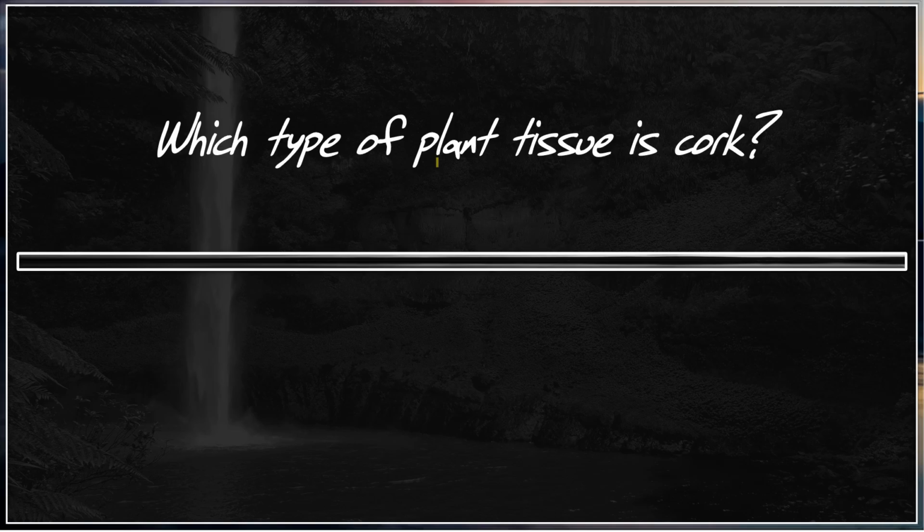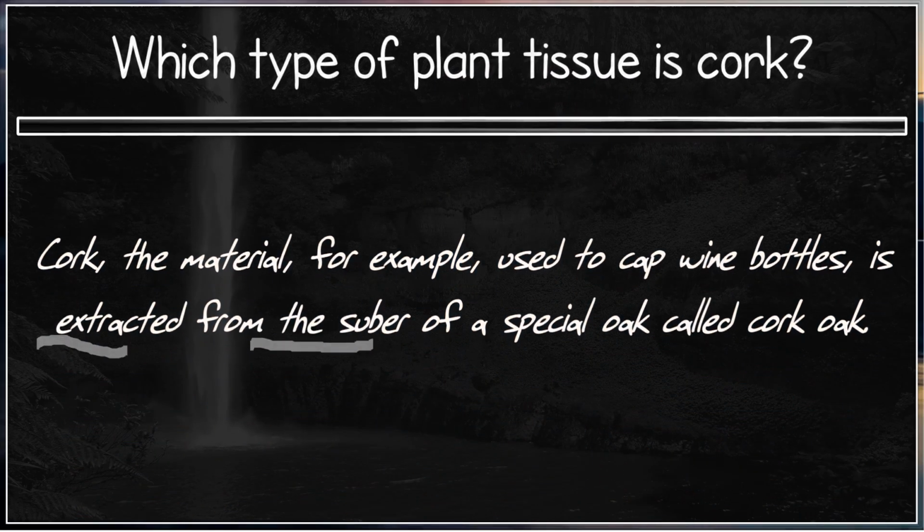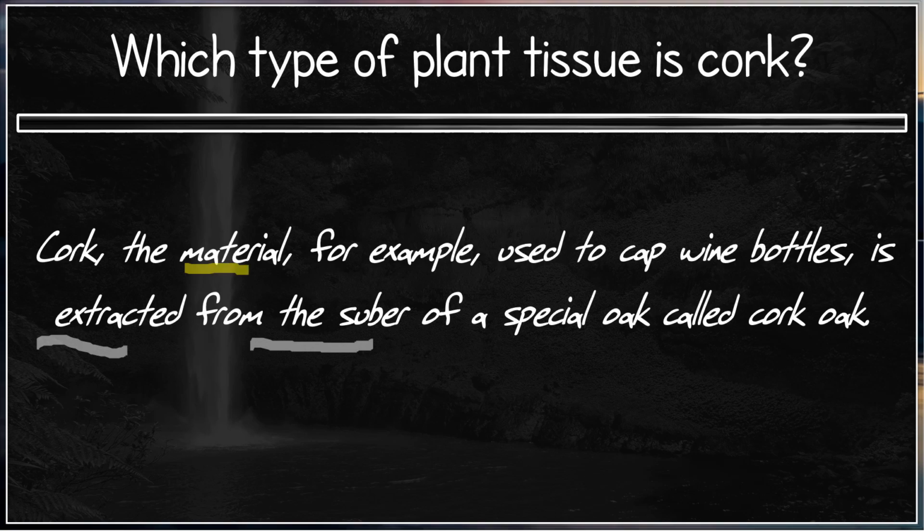Which type of plant tissue is cork? Cork, the material, for example, used to cap wine bottles, is extracted from the suber of a special oak called oak cork.